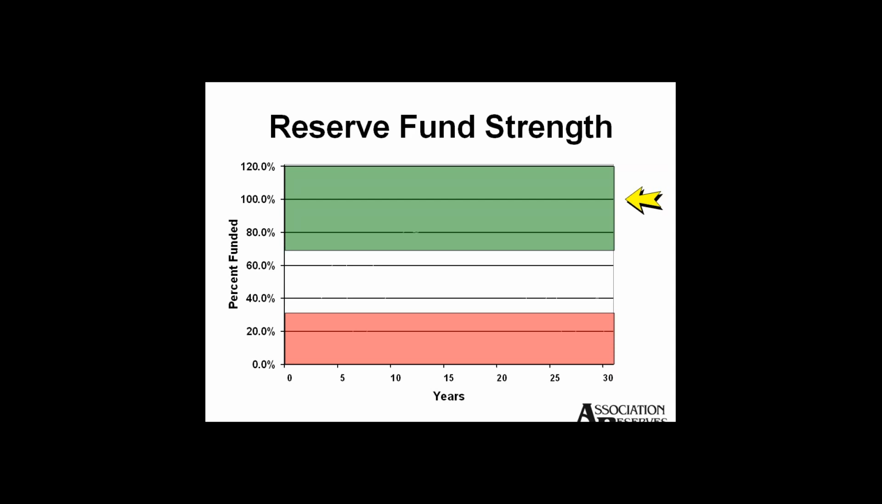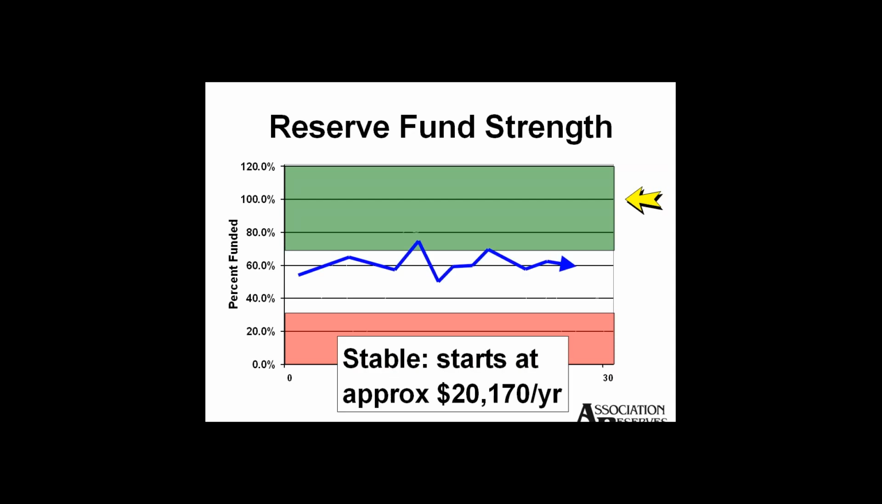Let's see what different reserve contribution rates do for this association. Let's presume a typical association starting at about 50% funded. Let's presume they're making contributions at that $20,170 per year rate, the rate of deterioration that we just calculated for the association. Funding their reserves at that rate is just going to keep up with deterioration. It's not going to cause their reserve fund to get stronger, but it's also not going to cause their reserve fund to drop in strength. They're just keeping pace with the deterioration that's going on at the association.